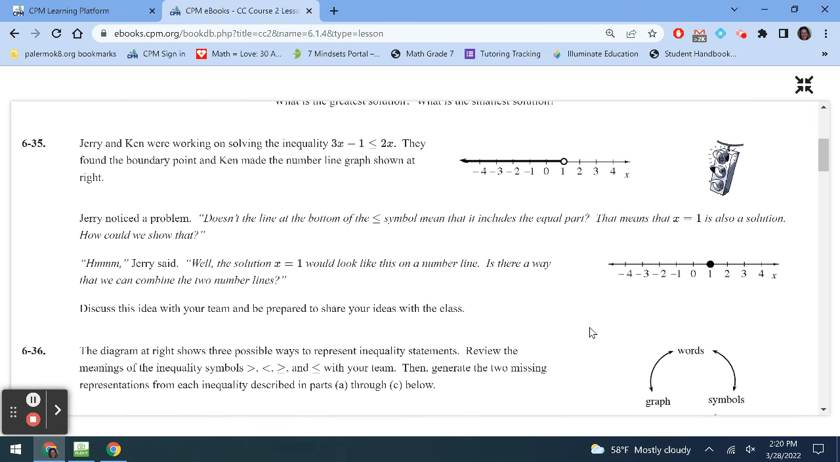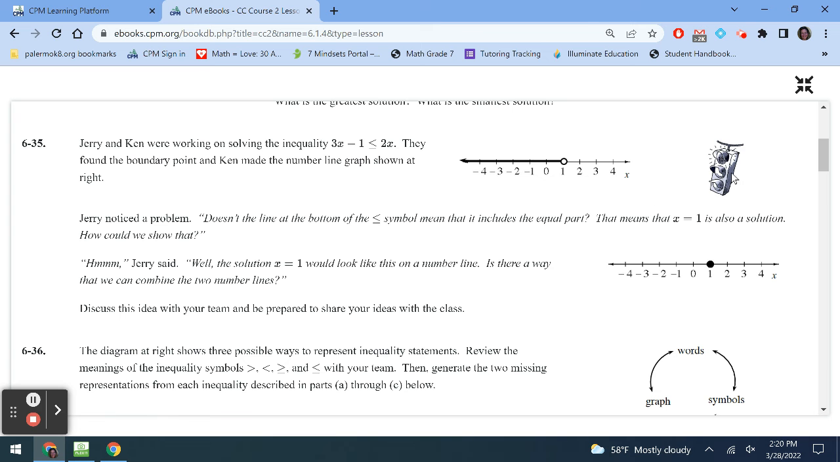Looking right here at 6-35, it says, Jerry and Ken were working on solving the inequality 3x minus 1 is less than or equal to 2x. They found the boundary point and Ken made the number line graph shown at right. So we have this number line graph for x. We have that open circle, which is what I taught you in the last lesson. That means that 1 is our boundary point and that our solutions are found to the left, or less than.